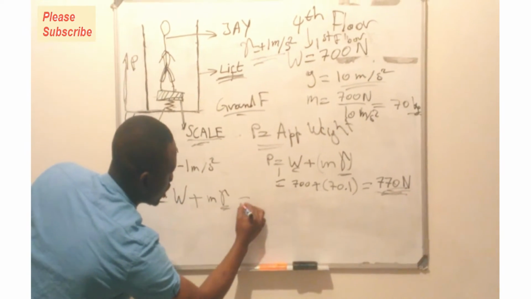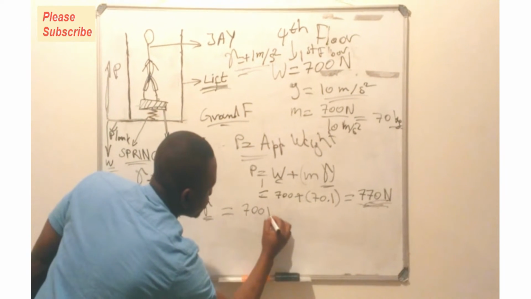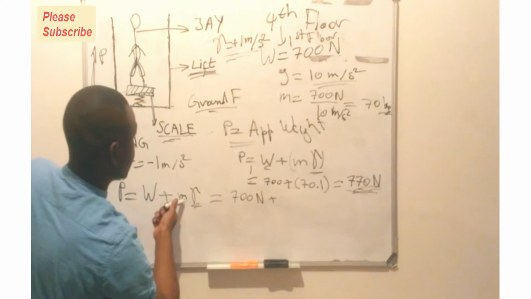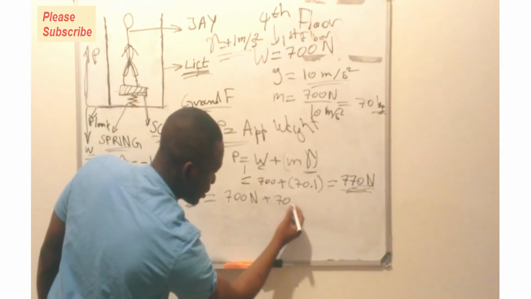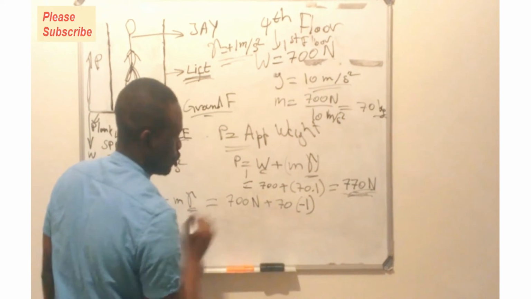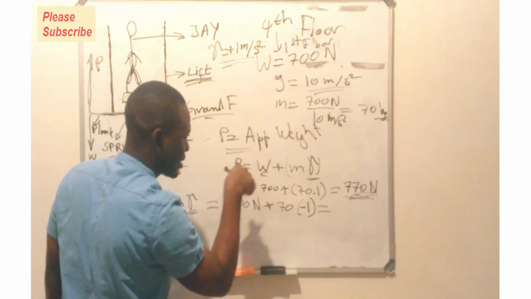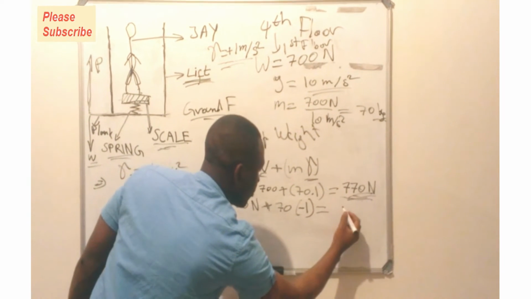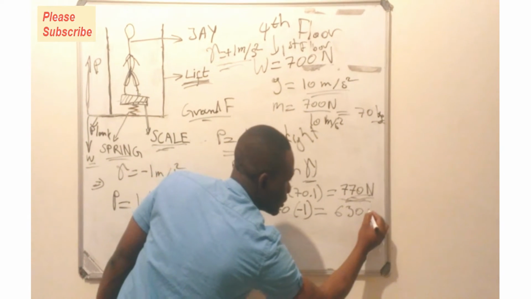So now this is what we're getting. We're getting 700 Newton plus 70 kilograms times minus 1. So this time around, Jay realizes that as he's going down, his weight is lessened by 70 Newton, which is 630 Newton.